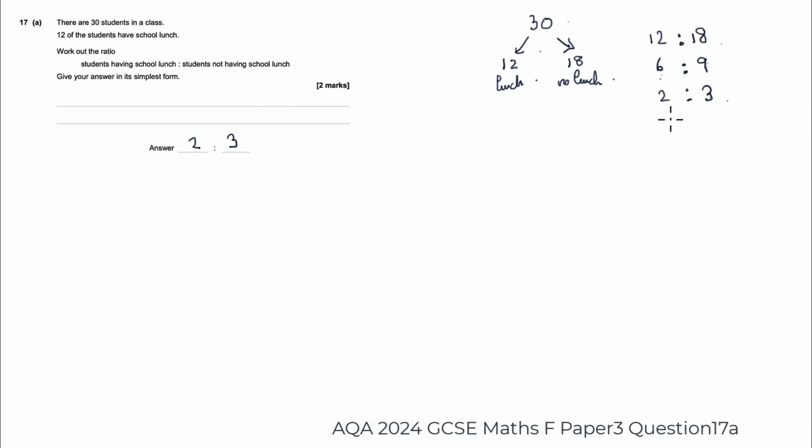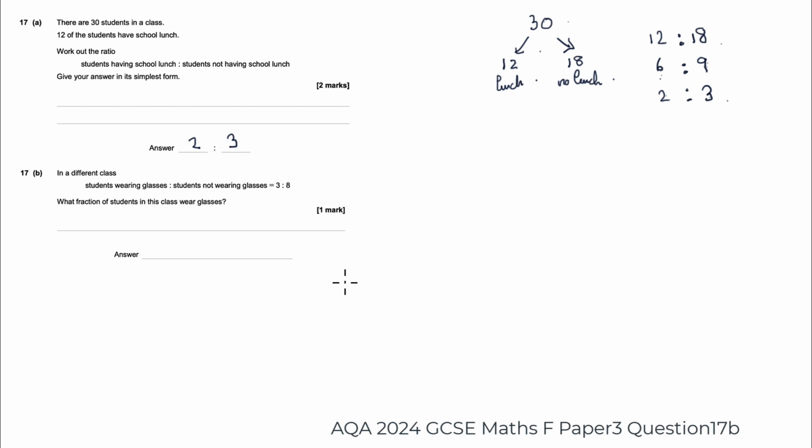6 to 9 would not be acceptable, 12 to 18 would not be acceptable because we can cancel down. We could have seen that these were both multiples of 6. 6 into 12 is 2, 6 into 18 goes 3. That would have done it in one step. So the ratio is 2 to 3. Let's move on to part B.